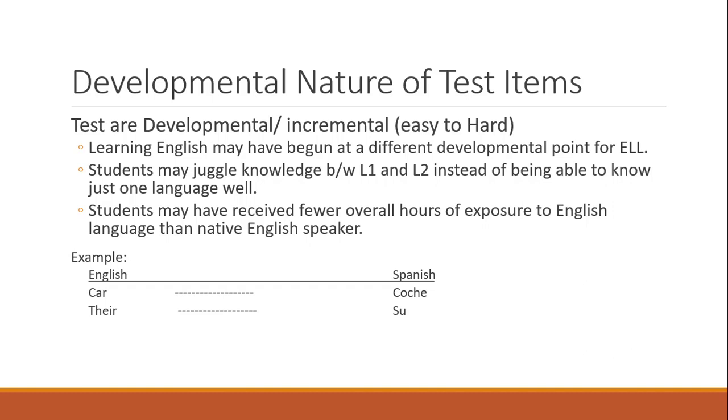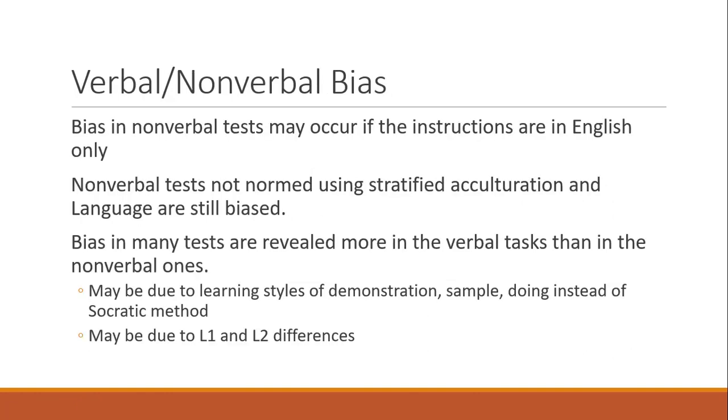And so here on this next slide, that really gives you an idea. You would say car was easy, but there was hard. But over here, su, which is there, would be easy, and coche would be hard. So this idea that you can just take them and translate them and then everything's the same is incorrect. Verbal and nonverbal bias. Bias in nonverbal tests may occur if the instructions are in English only. So some of the tests will let you have English or Spanish, for instance, responses, but you just ask the questions to the kid in English. And so that may introduce bias.